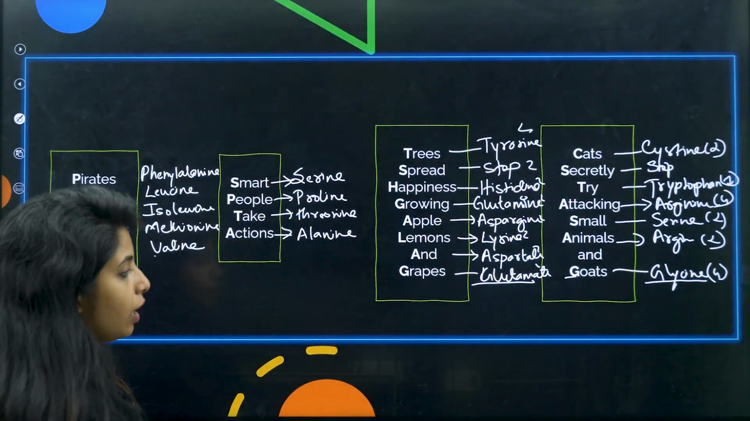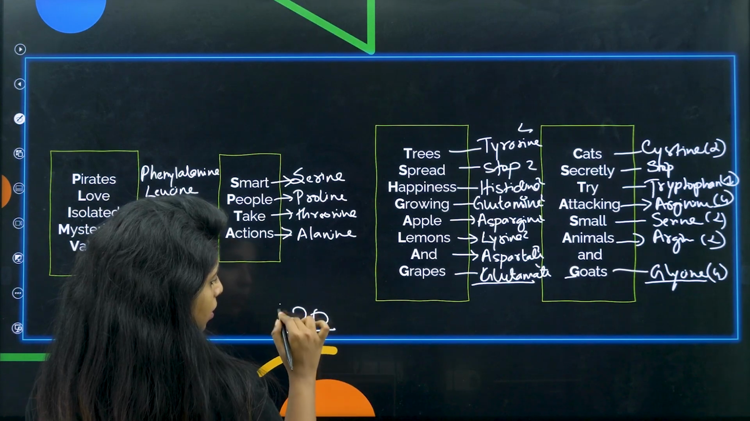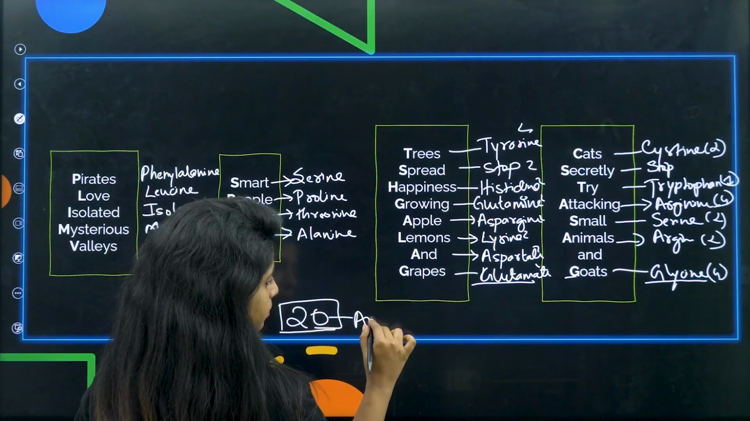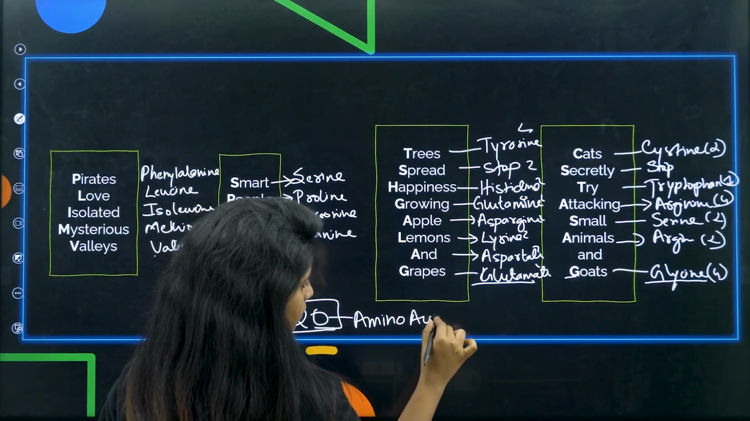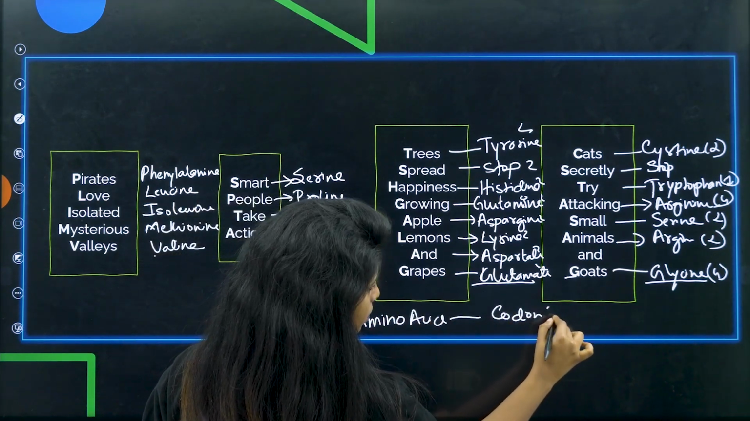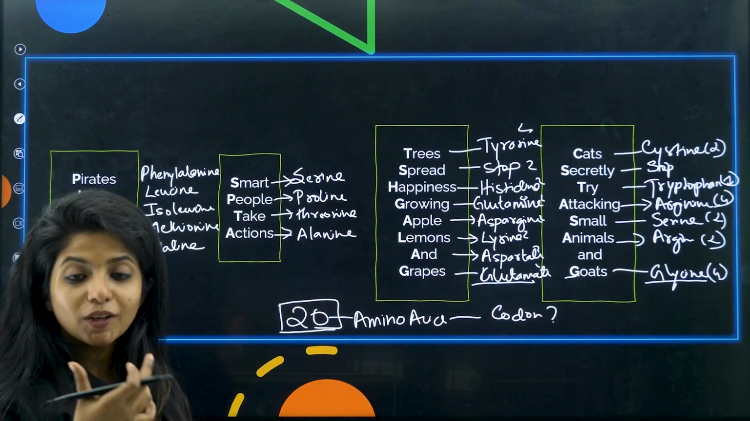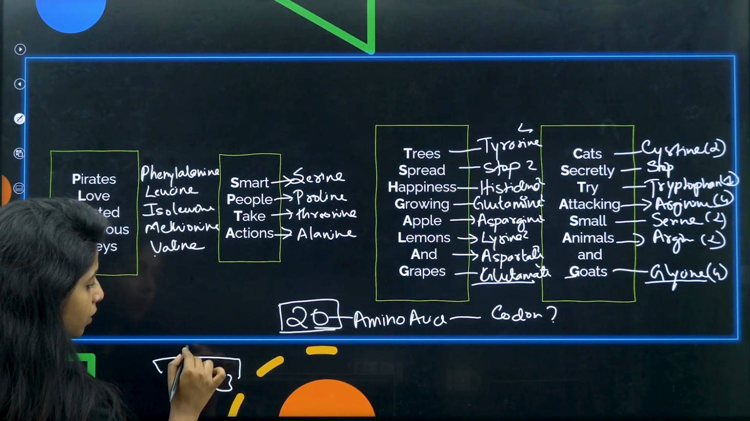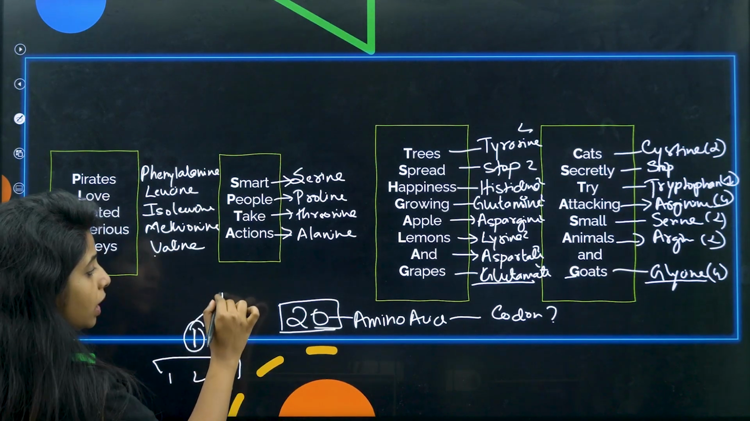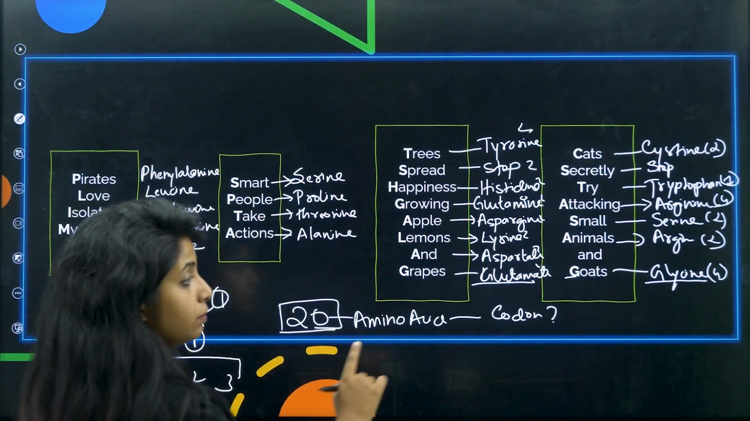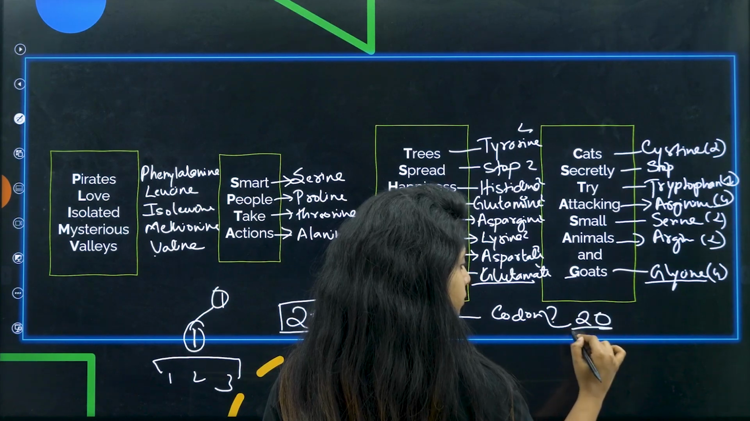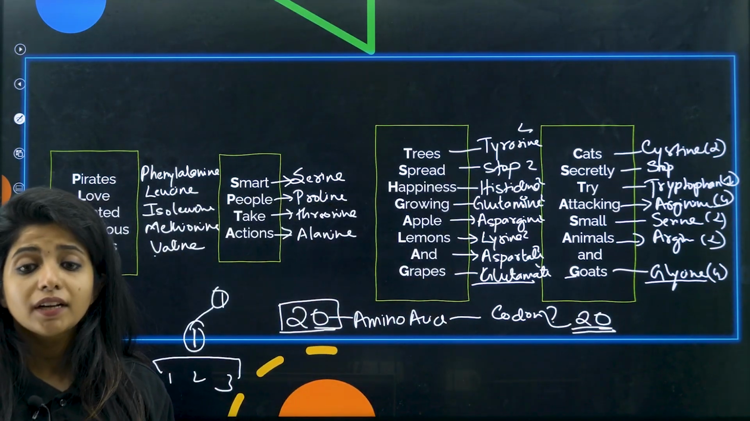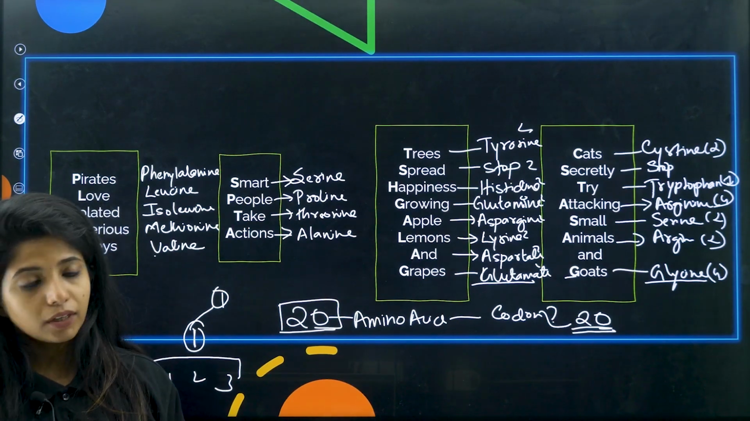So if I am saying that you have 20 amino acids, how many codons are there, children? If there are 20 amino acids, how many codons? 20 codons. I am not talking about the nitrogen bases. I am talking about the codons. 1, 2, 3 come together to become one codon, and one codon gives rise to one amino acid. So 20 amino acids means how many codons, children? 20 codons. The questions can come like this. You have to make sure that you know the answers as well.